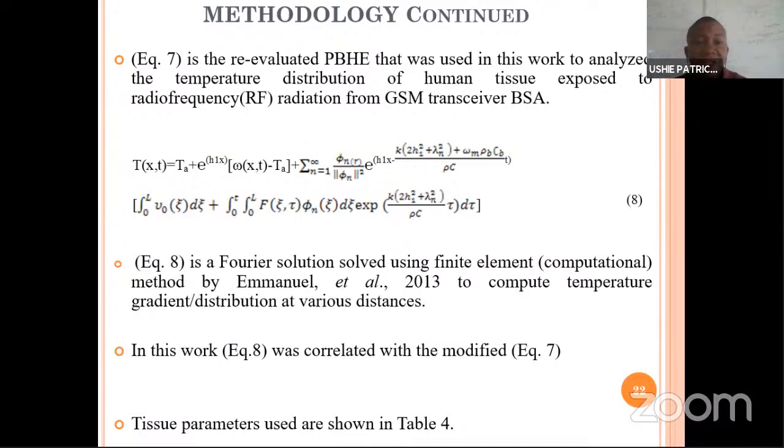Equation 8 is a Fourier series. The difference between what we did and what we have in equation 8 by Emmanuel et al. in 2013 is that they used a Fourier series solution with the finite element method, which is more of a computational method. What is the computational method? You arrive at a solution and try to test it. So we also did that and compared ours with theirs to see the correlation.